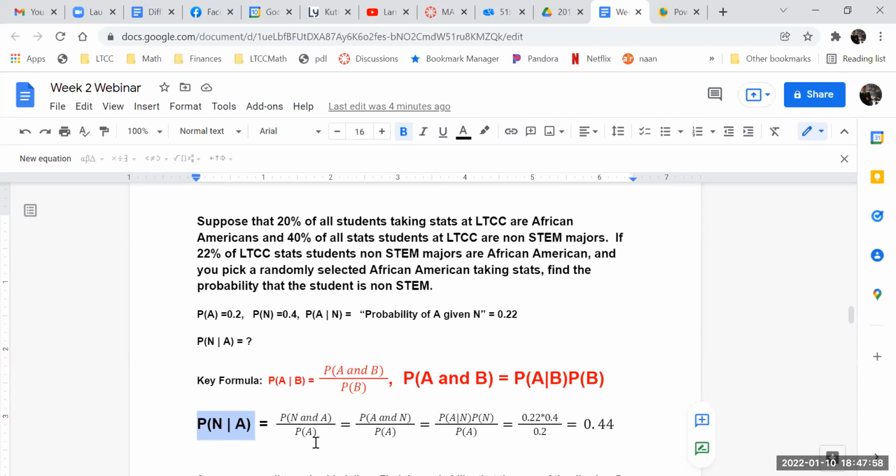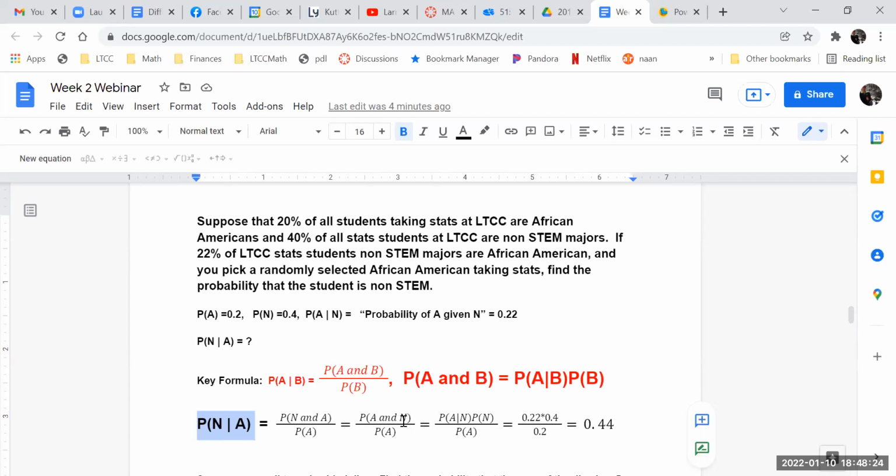The next thing you can do, and hopefully this is obvious: the probability of being an African-American and a non-STEM major is the same as the probability of being a non-STEM major and an African-American. It doesn't matter what order you speak those in for ands. It does for givens, but not for ands. So all I did is switch the order.